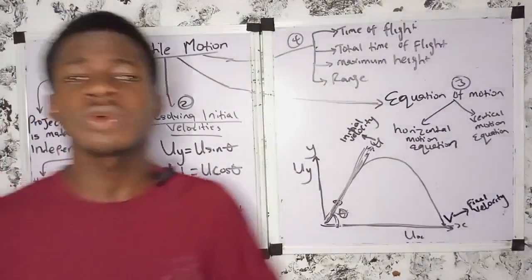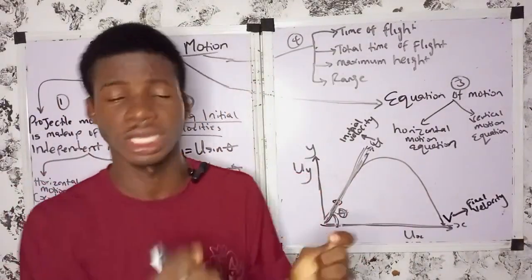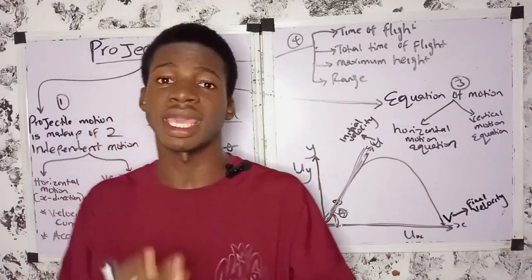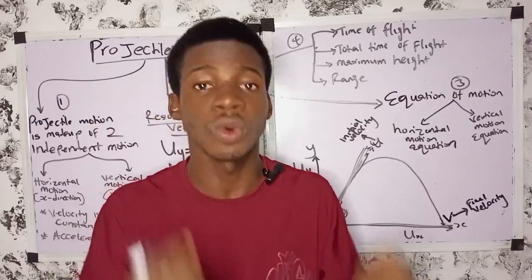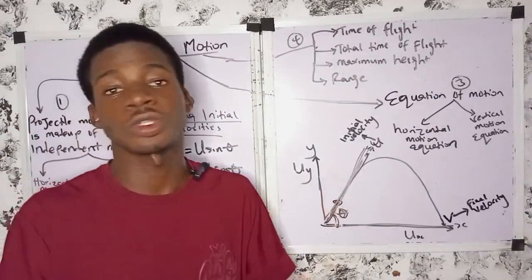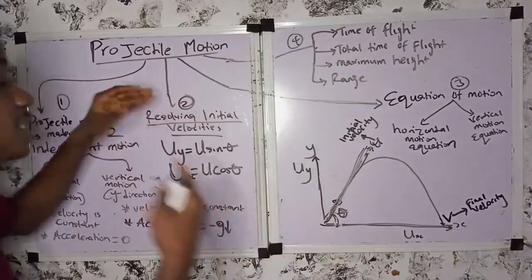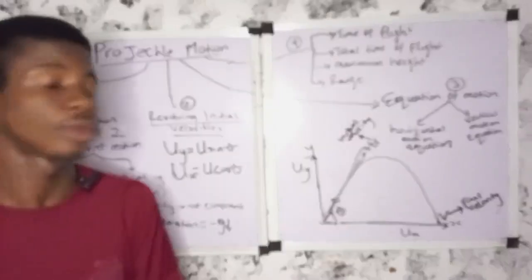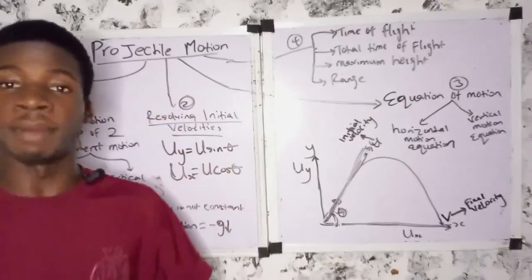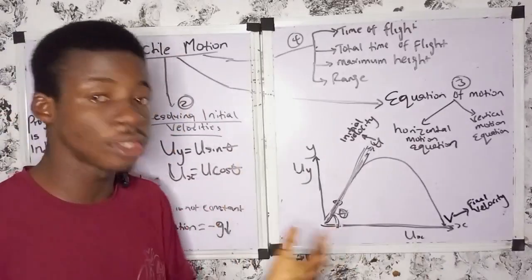So what is a projectile? A projectile is a body that is launched into space or air and allowed to move on its own under the influence of gravity. So that is the definition of a projectile. Now, a projectile is different from a projectile motion. A projectile motion is the path followed by a projectile. So don't confuse both.